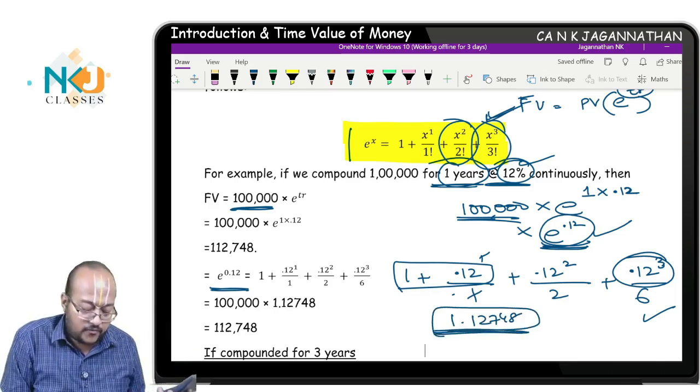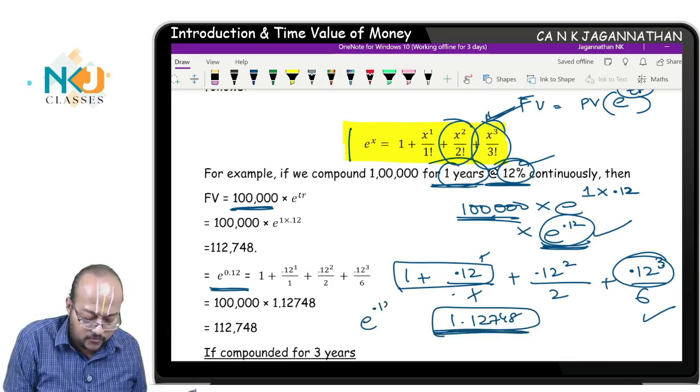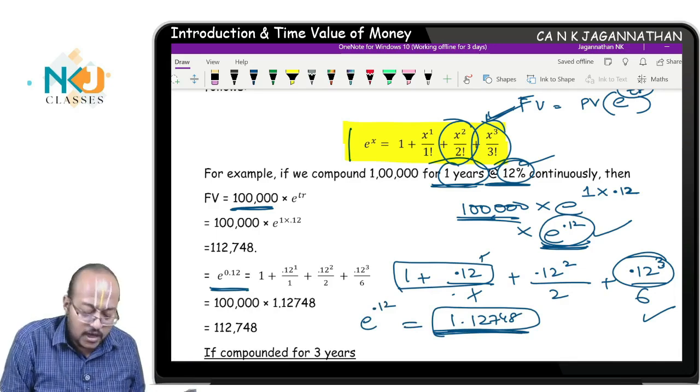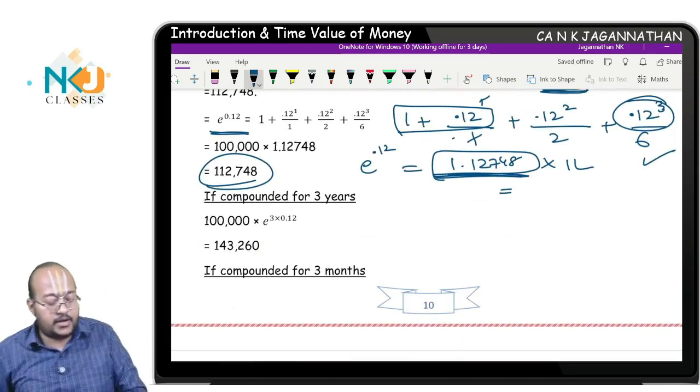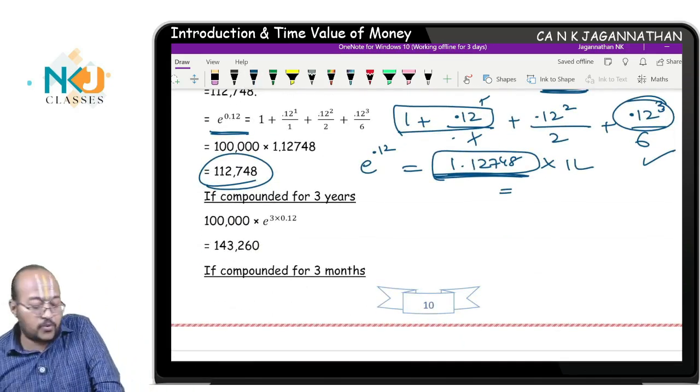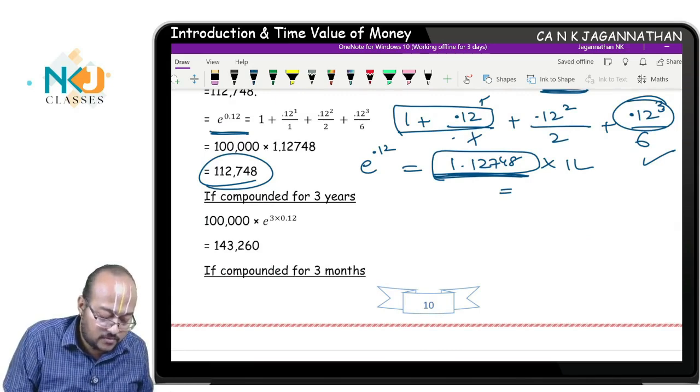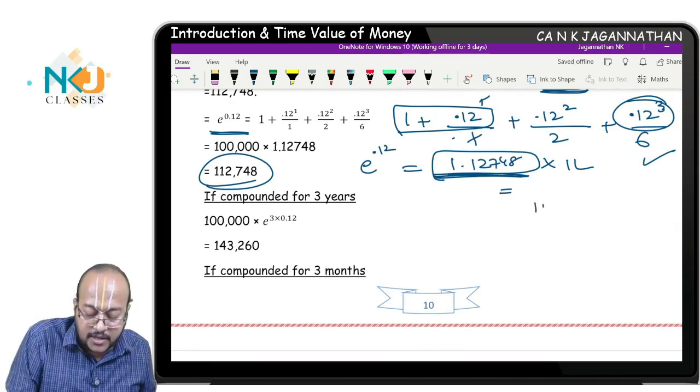This is the e power value, e power TR. E to the power 0.12 value is nothing but 1.127. If you multiply this by 1 lakh, you will get this 1,12,748. Are you clear with this? This is compounding. Discounting is nothing but very simple. If you discount it, what is the discount?